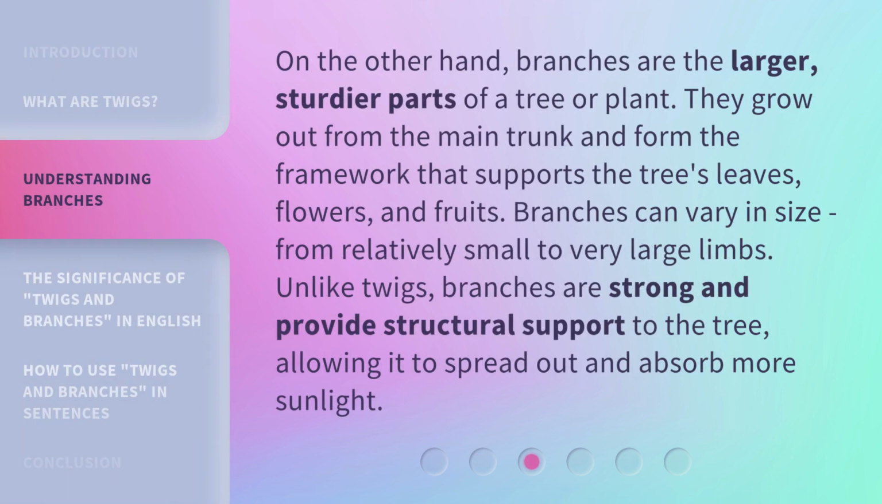On the other hand, branches are the larger, sturdier parts of a tree or plant. They grow out from the main trunk and form the framework that supports the tree's leaves, flowers, and fruits. Branches can vary in size, from relatively small to very large limbs. Unlike twigs, branches are strong and provide structural support to the tree, allowing it to spread out and absorb more sunlight.